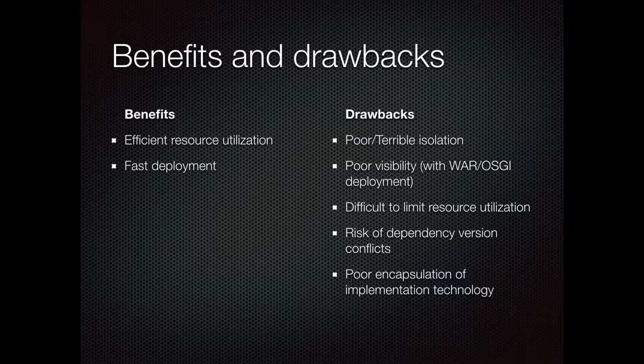In order to deploy a new version of a service, you simply have to copy it onto that machine and restart Tomcat or restart the process. It's quite straightforward. So there are some significant benefits to deploying applications this way, but then there are also some significant drawbacks as well. You get little to no isolation between the various service instances.